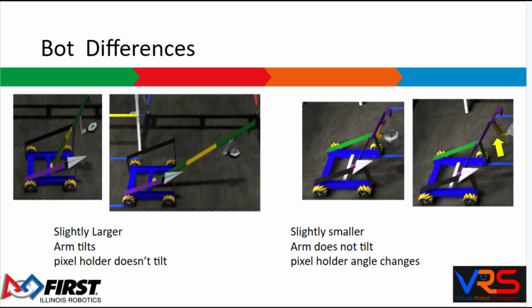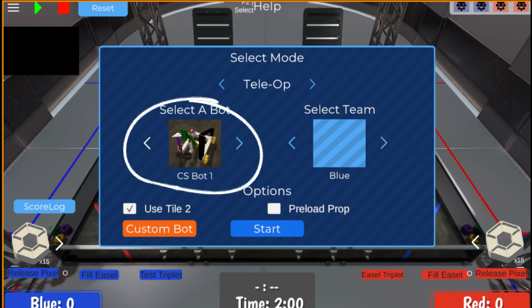Before moving on to control Motor 6, it's important to highlight the physical differences between the 2 robot options in this simulator. Bot 1 is slightly larger in size and has a tilting arm but a fixed pixel holder that does not adjust angle, while Bot 2 is slightly smaller with a stationary, non-tilting arm but its pixel holder angle can change. In summary, Bot 1 has a movable arm and static pixel holder, while Bot 2 has an unmoving arm but dynamic tilting pixel holder.